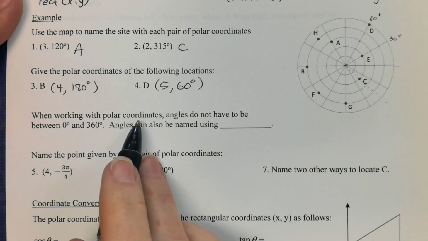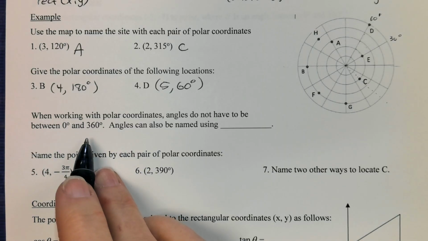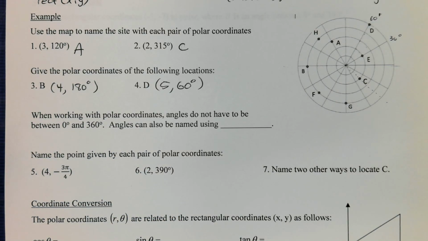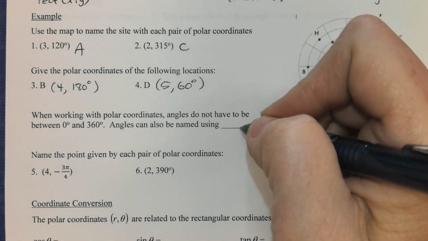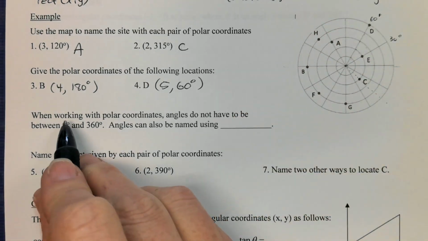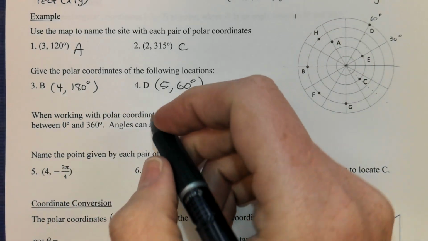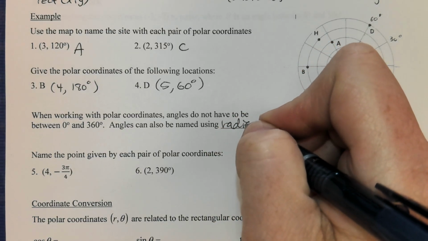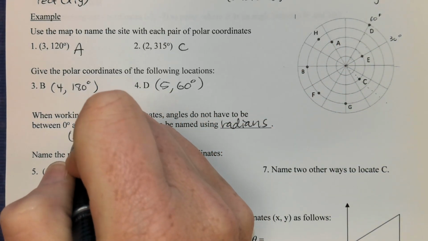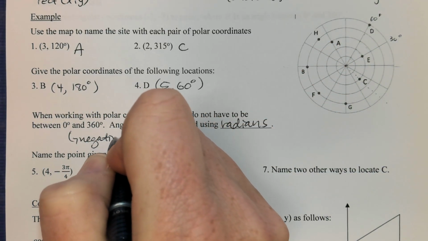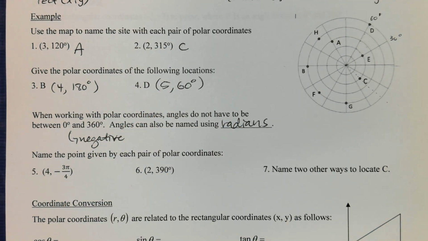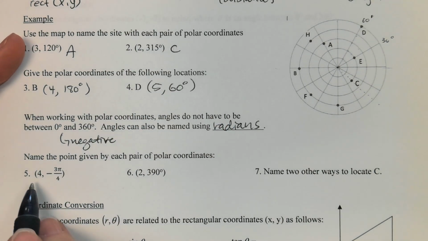And when we're working with polar coordinates, angles don't have to be between 0 and 360, just like they didn't have to when we were doing like unit circle stuff. So angles can also be named using radians, and they can also be negative. So name the point given by each pair of coordinates. So just doing some more different ways to name stuff.